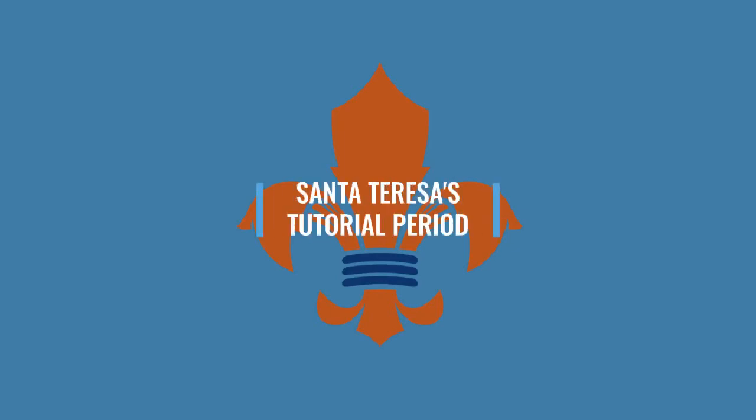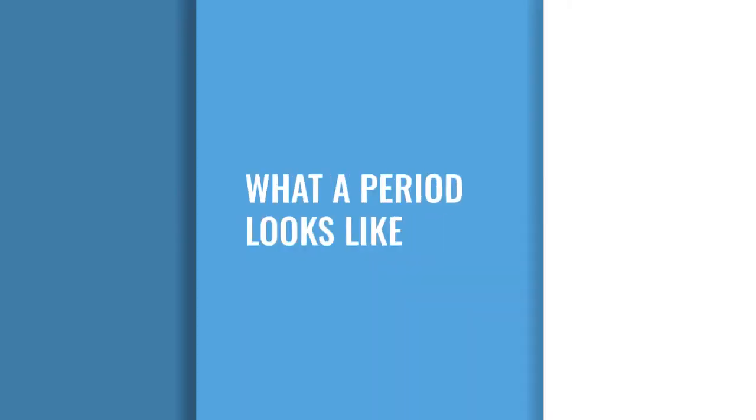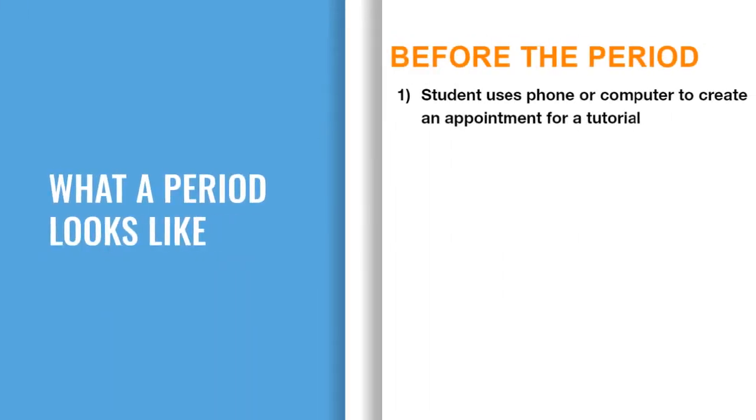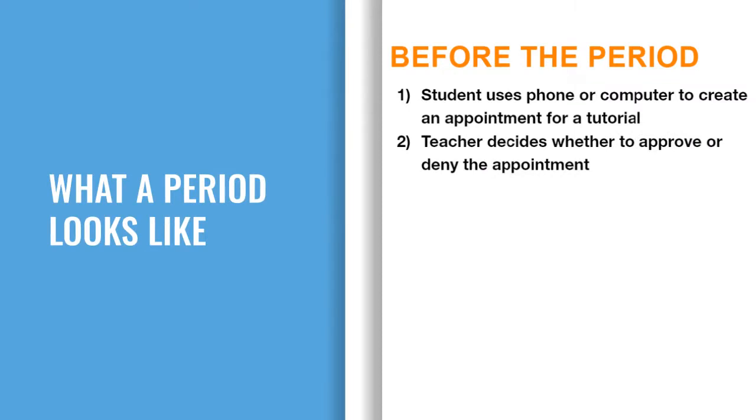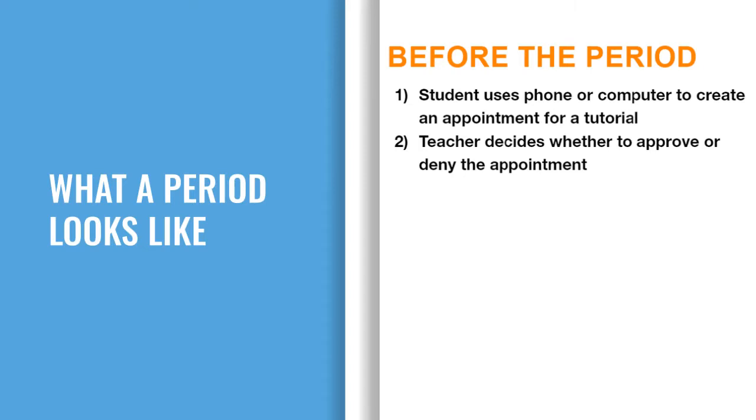This is our school's new tutorial system. Let's take a look at how it works. Before the period even starts, a student needs to use a phone or computer to make an appointment. Afterwards, it's up to the teacher to decide whether to approve or deny it. They might deny it if they're going to be out that day or they already have too many students.